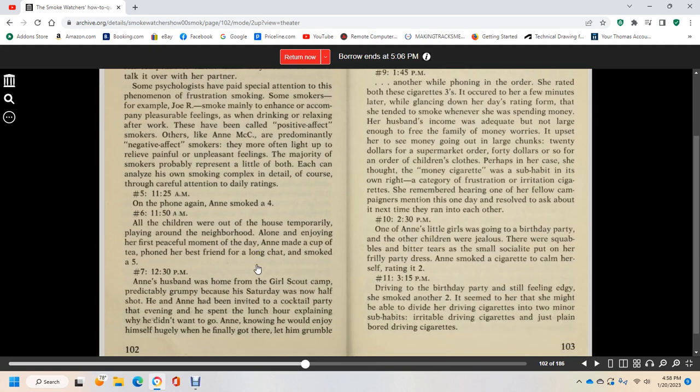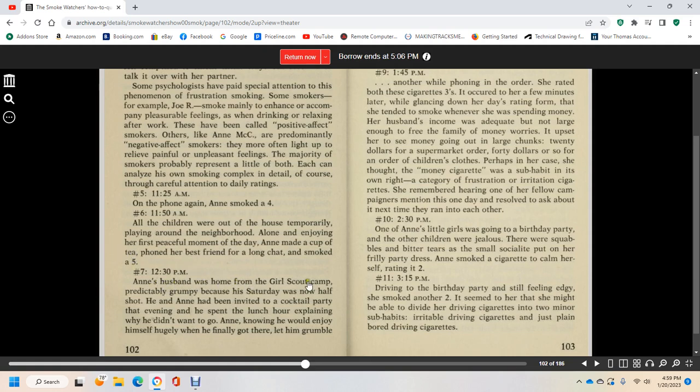Number 5 at 11:25, on the phone again, and smoked, rating it a 4. Number 6 at 11:50 a.m. All the children were out of the house temporarily, playing around in the neighborhood, and Annie enjoyed the first peaceful moment of the day. She made a cup of tea and phoned her best friend for a long chat and smoked, rating it a 5.